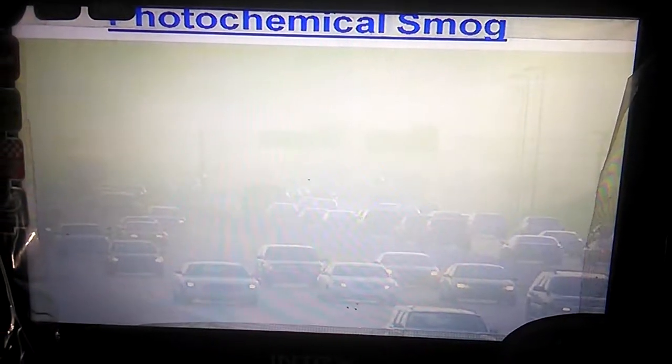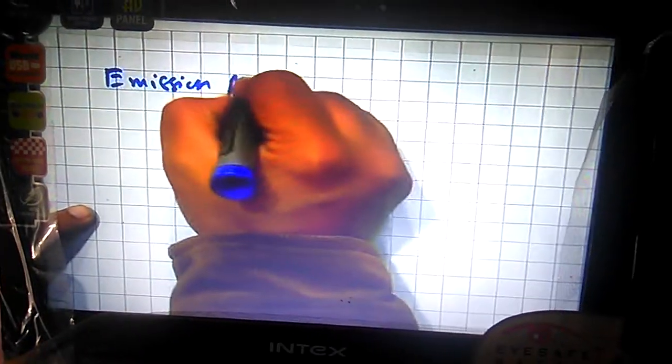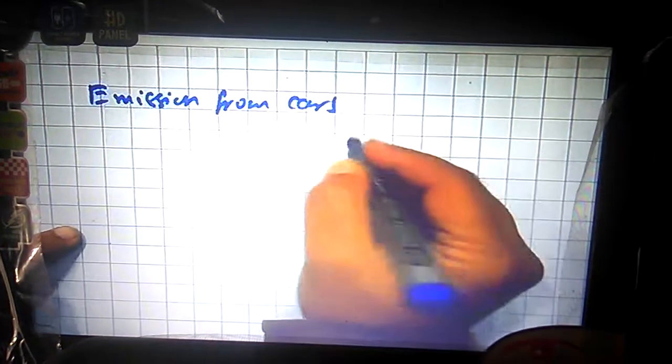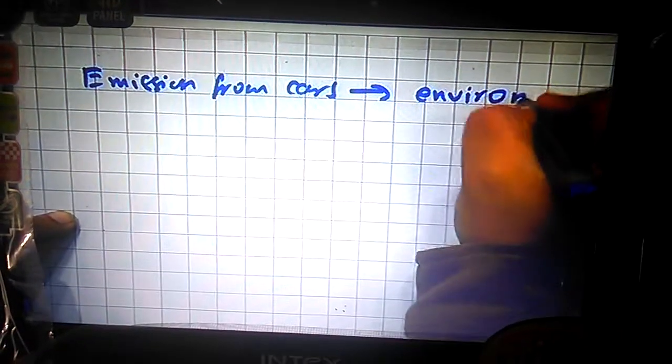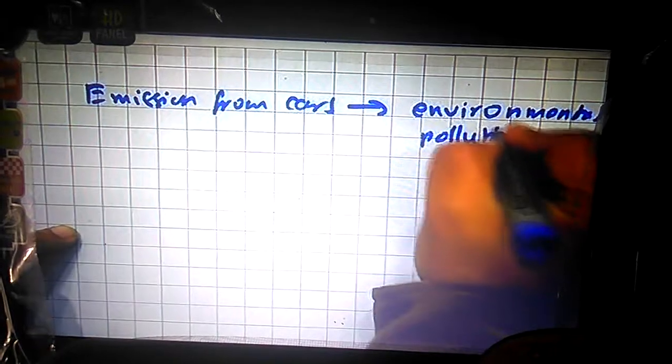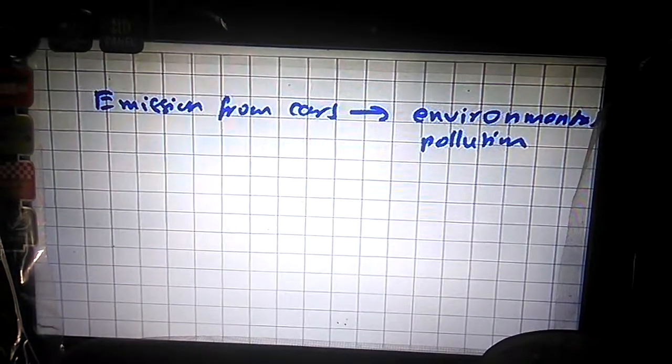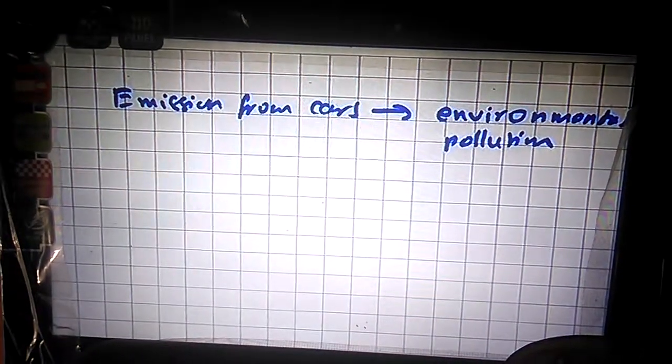Why? One of the main reasons why we have pollutants is the emission coming out from cars. So then I can write: emission from cars are a huge source of environmental pollution. It's a huge source. Okay. Now, what do cars do to stop this?